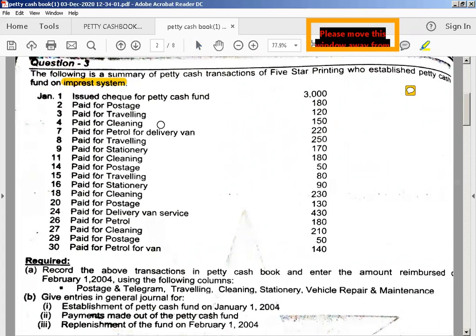Before starting a petty cash book, we must remember the three lines which we used to record at the start of the petty cash book. First of all, the name of the firm, then petty cash book, and then for the month of, this is January. So the name of the company is Five Star Printing. Then petty cash book for the month of January. The year mentioned is 2004.